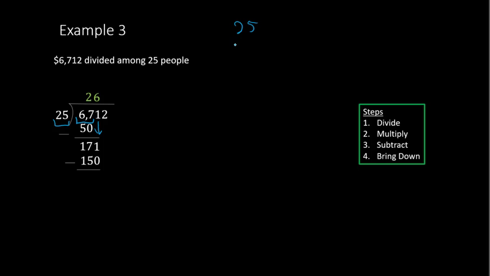You could multiply that out. 25 times 6: 6 times 5 is 30, carry the 3. 6 times 2 plus 3 is 15. So now step 3 is subtract. 171 minus 150 gives you 21. That is your remainder, and then we can do step 4, which is bring down. So bring down the 2 and then repeat.